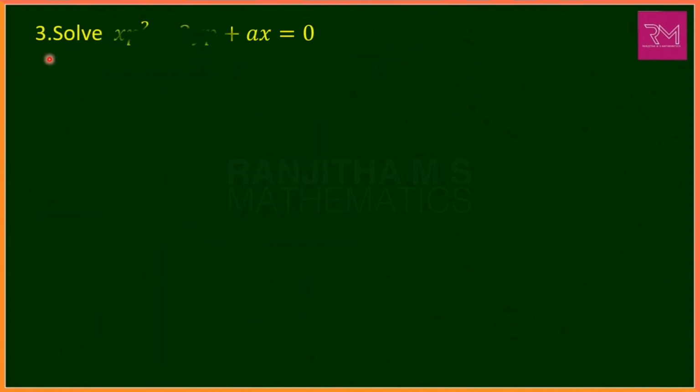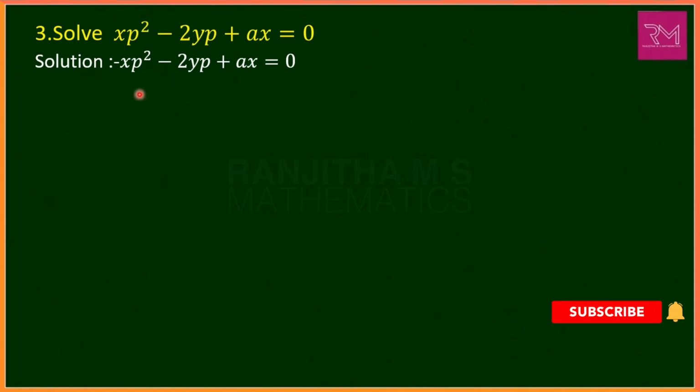Here we have another problem. Solve x p squared minus 2yp plus ax is equal to 0. Take the given data. Observing the problem, we have to solve this equation with the help of the solvable for y method, because here we have two x terms and only one y term. So we can solve this with the help of the solvable for y method.